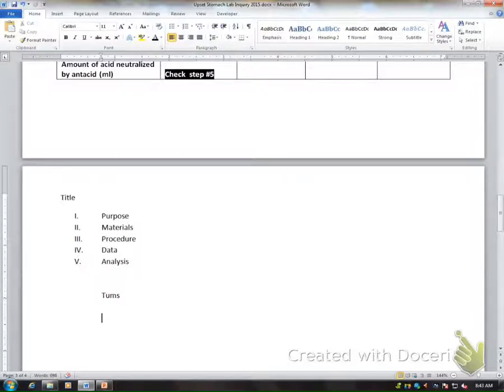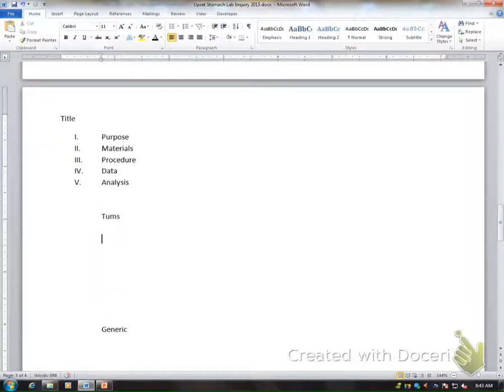For the analysis, there will be 2 calculations: one calculating the amount neutralized per cost of Tums, another calculating the amount neutralized per cost of the generic. So for the Tums, what you need to do is first take the information off the intro where I showed you, the number of tablets in the container, divided by the cost.